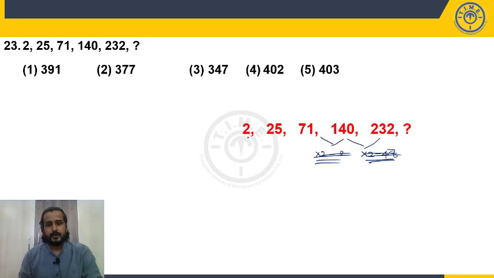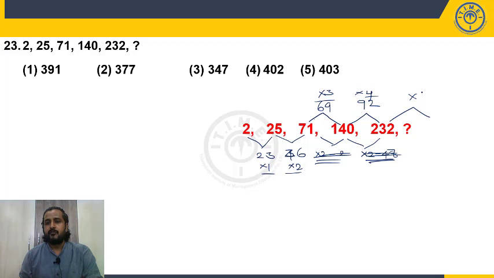Okay. Fine. But 2 and 25 difference is how much? 23. 25, 71 difference is how much? 46. 71, 140 difference is how much? 69. 140, 232 difference is how much? 92. So 23 twos are 46, 23 threes are 69, 23 fours are 92. So 1 time, 2 times, 3 times and 4 times. So definitely next will be 5 times.